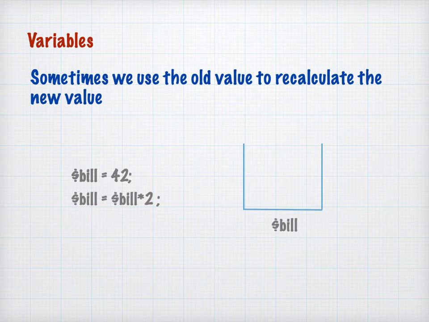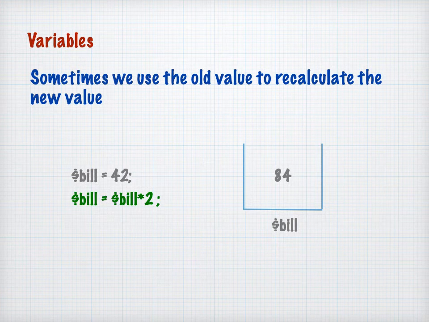Sometimes we use the old value to recalculate the new value. So in this example, let's give the box the value 42. And we're going to use that value in a calculation to calculate the new value. Let's look at the next line. You can see it says bill equals bill times 2. What that will do is find the value in the box, which is 42, multiply it by 2, which gives us 84, and then it overwrites the value in the box. So we end up with 84 in the box.